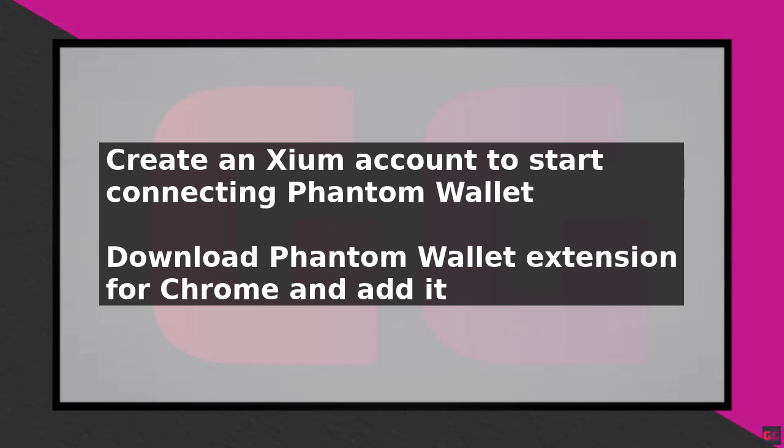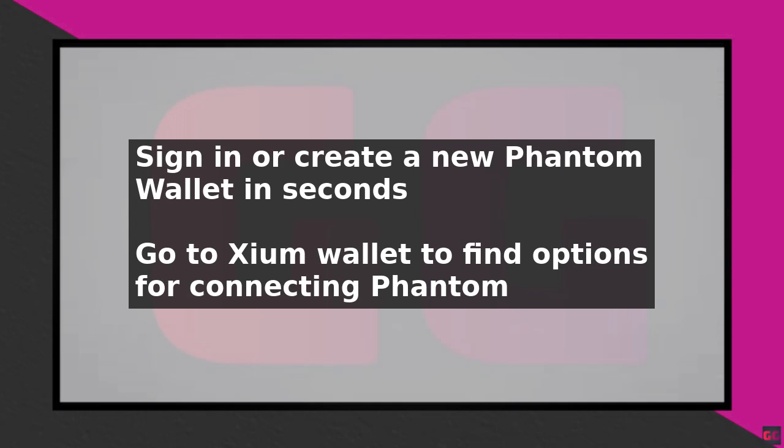After the extension is added, click on the Phantom Wallet icon and sign in or create a new wallet, which only takes a few seconds. Next, go to your Axiom wallet and you'll have two options for connecting your Phantom wallet.